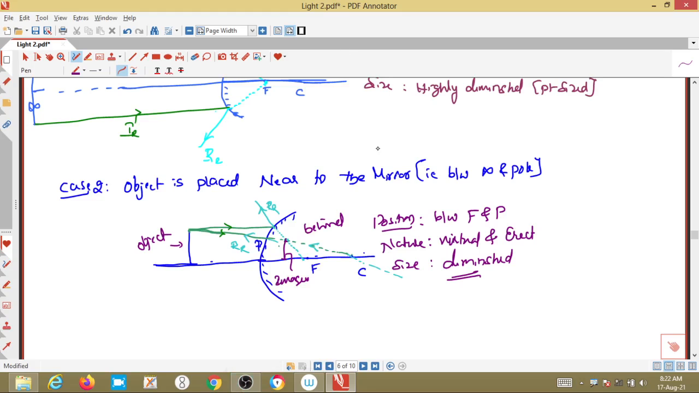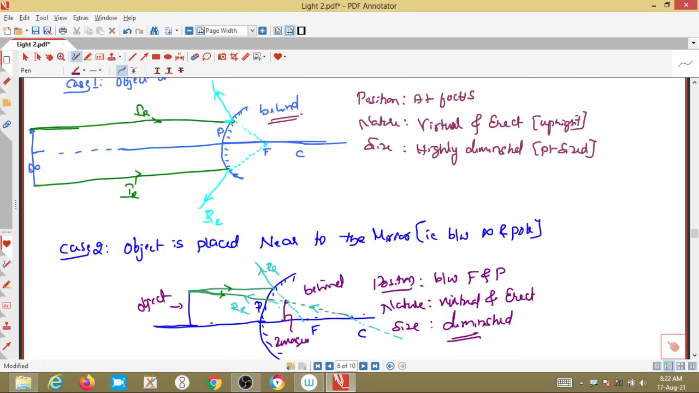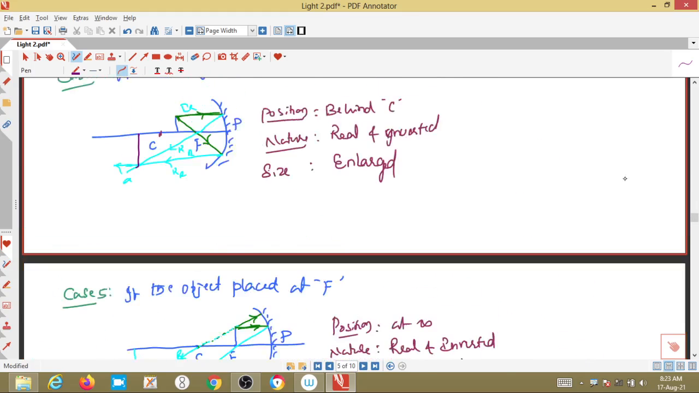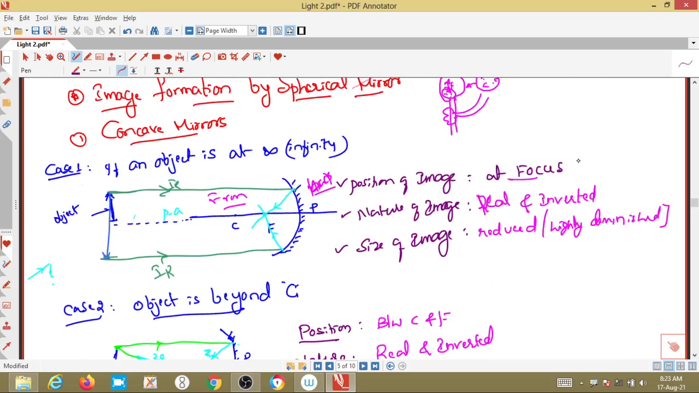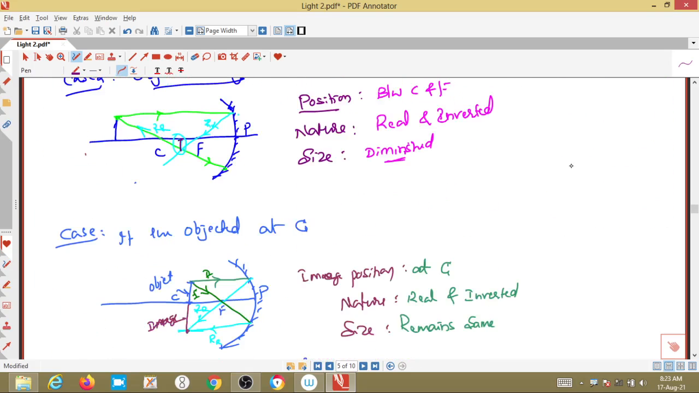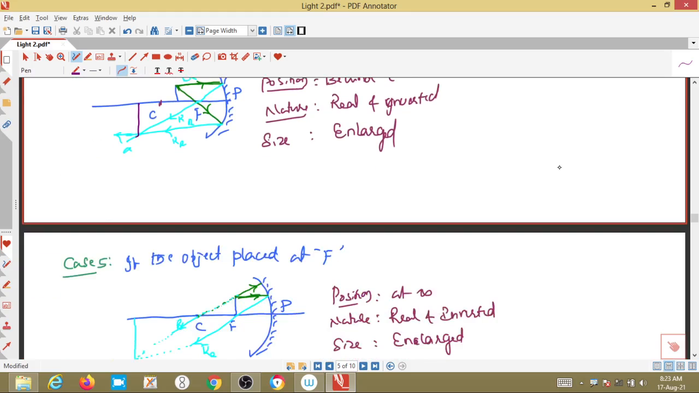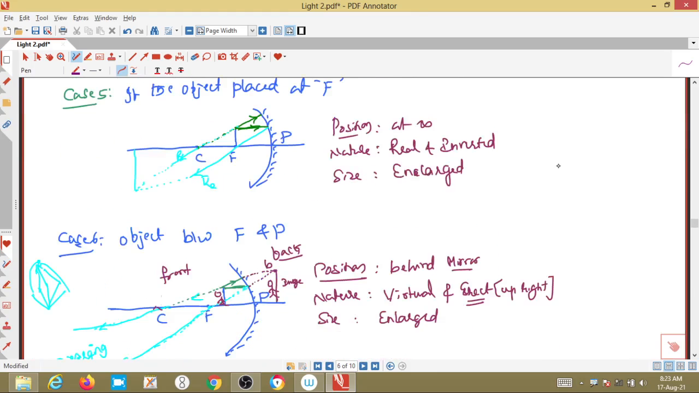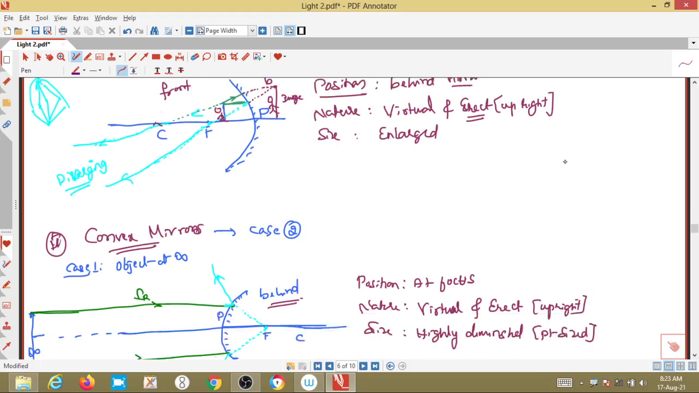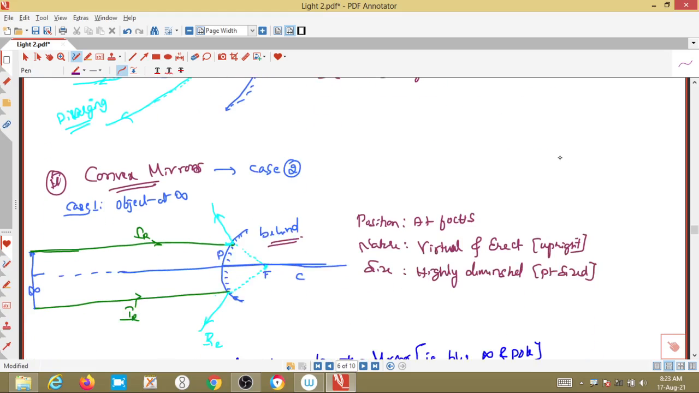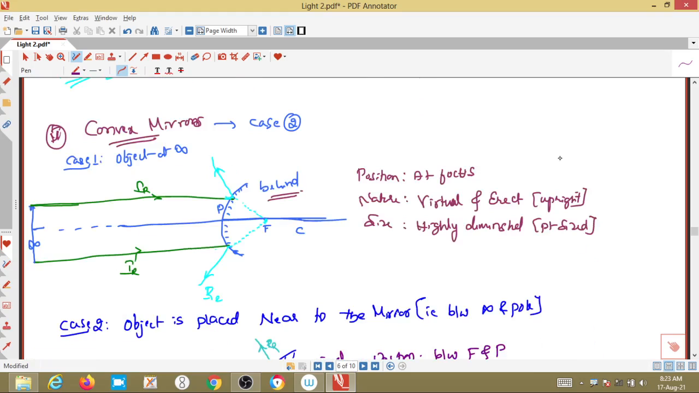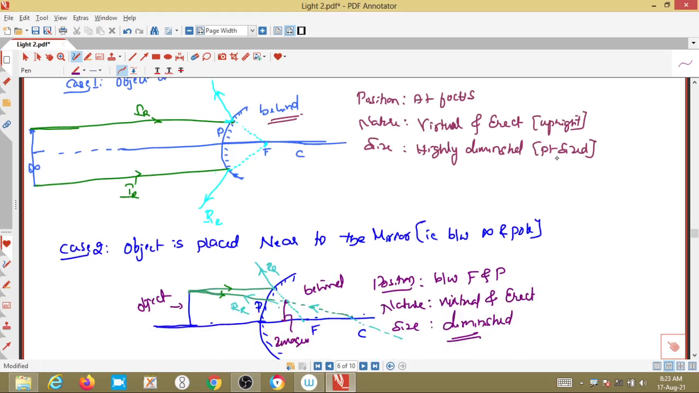So what we have learned today: there are 6 cases in case of a concave mirror where the object is placed at different positions, starting from infinity up to in between F and P. In 5 cases we will get a real image and in only 1 case we will get a virtual image, okay. That you have to understand clearly. Then in case of a convex mirror we will get 2 cases, that is, one at infinity and another one nearer to the mirror.